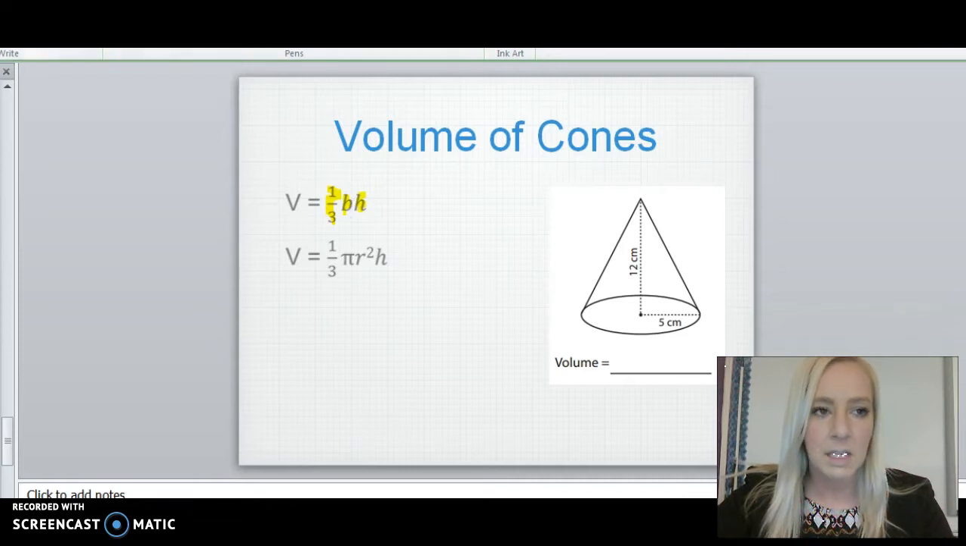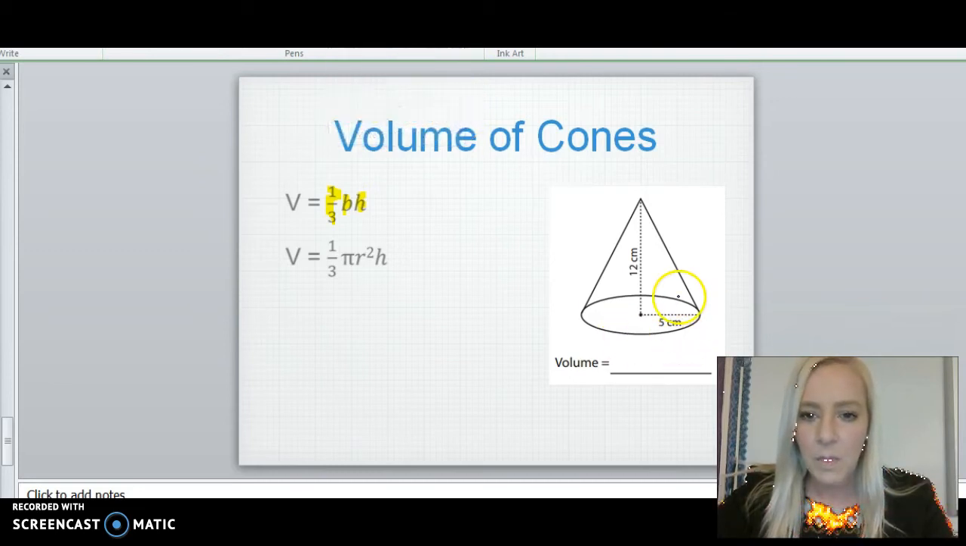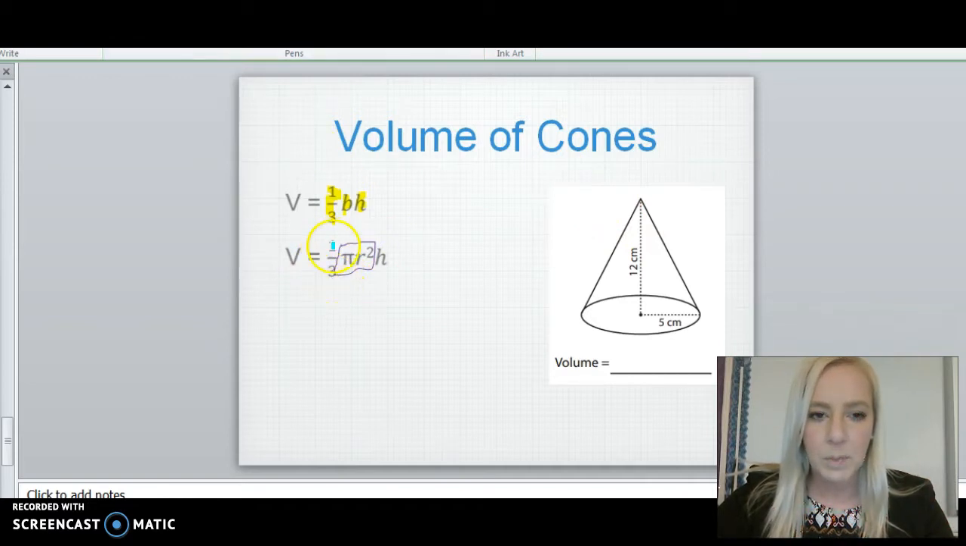And as I discussed in the video on finding volume of a cylinder, the base is represented by a circle. So again, the base is pi r squared, which is the area of a circle, times the height of the cone, and multiplied by 1/3. And the reason that we multiply by 1/3 is because a cone is 1/3 the volume of a cylinder.